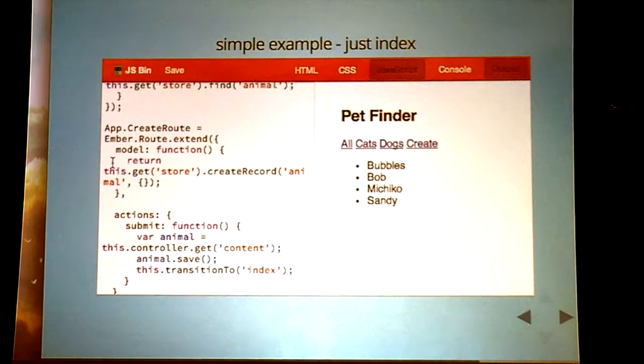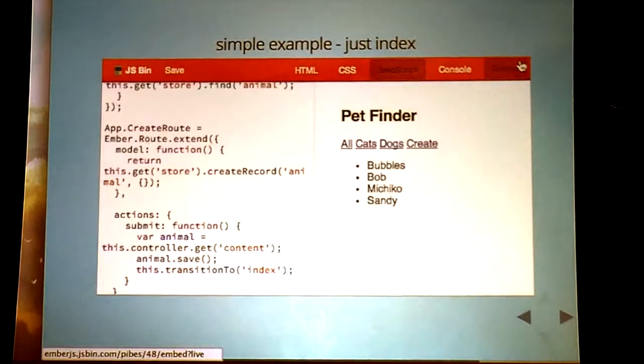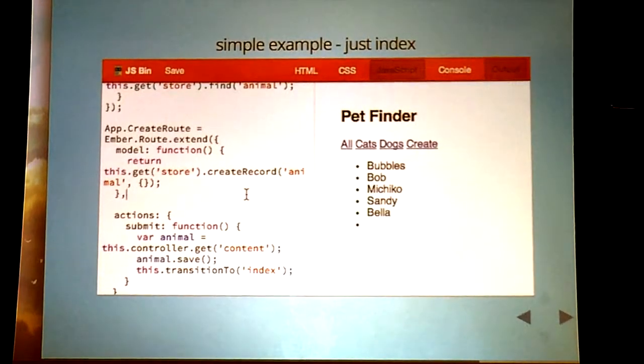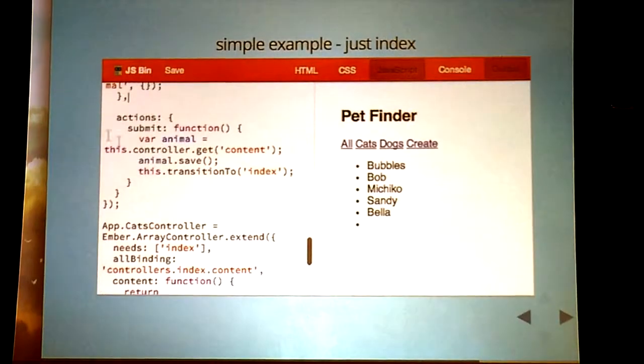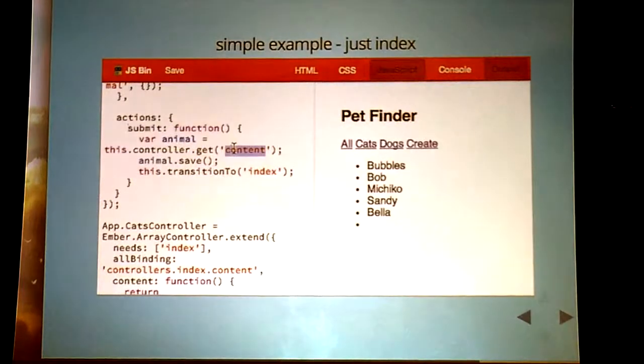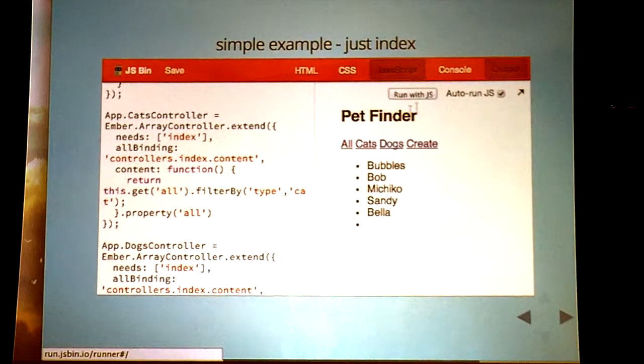The create route is going to actually create a record to work with. So when you go and hit create, this is creating a record in your store so that when you make it, it saves it and adds it to your list. And here's the save action, submit. So it's just going to grab that model and save it, and then it's going to send you back to index, which is what I just did.